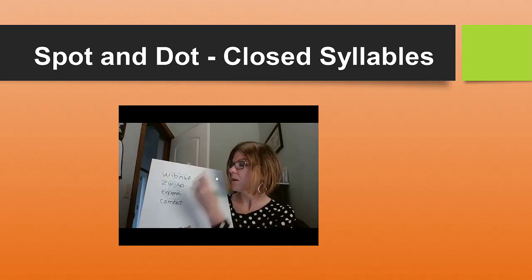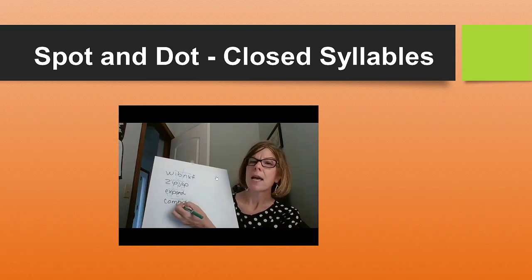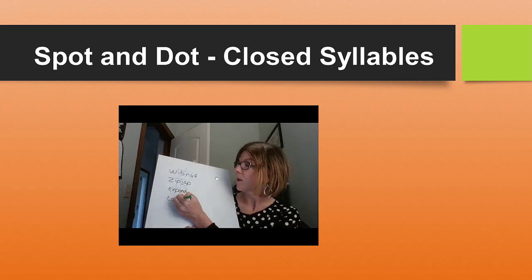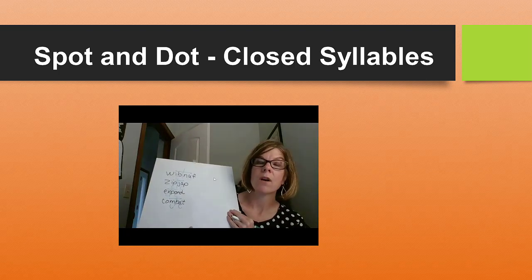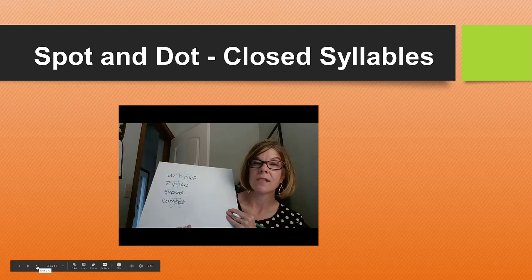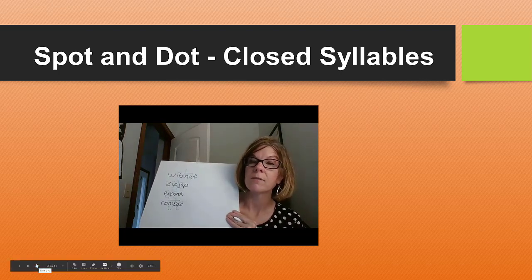But I also know that when M and B are together, it just makes the M sound, and I also have to have my B sound in my second syllable. So I'm going to divide right here, and I'm going to have a syllable of calm and a syllable of bat. So I know that that word is combat. So that's how you spot and dot closed syllables.